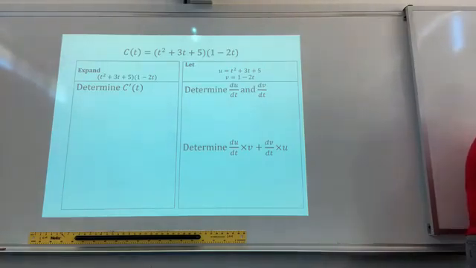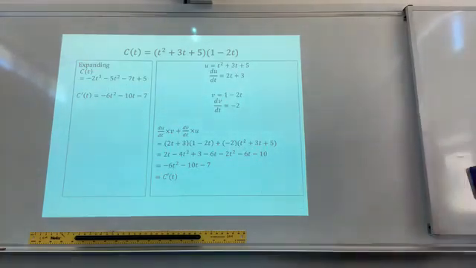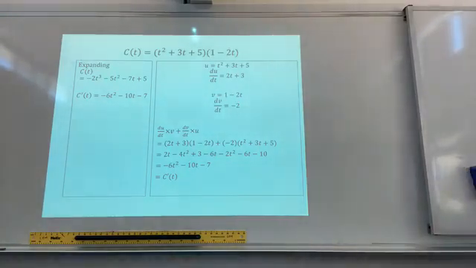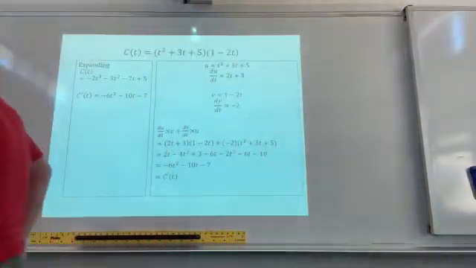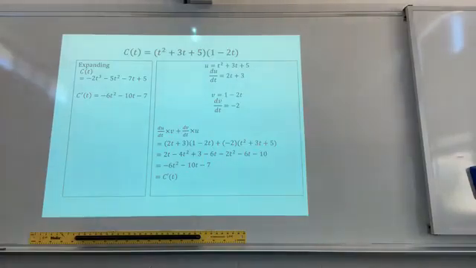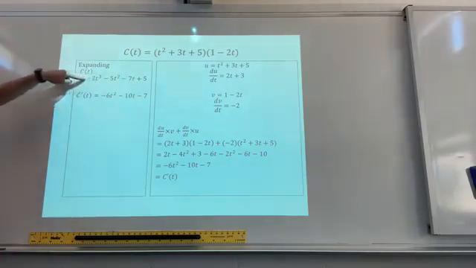I'm not going to write it out. If I expand it, I've worked it out. Expanding it gives minus 2t cubed minus 5t squared minus 7t plus 5. It took a while for me to get that. Typing it is easy. And then I can differentiate that.